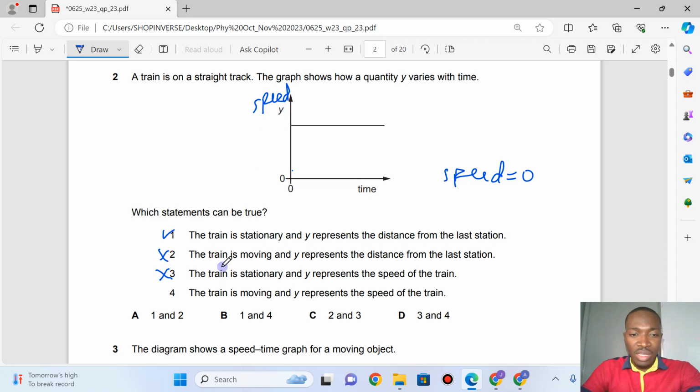Let's look at the last one. The train is moving and y represents the speed of the train. Well, if the train is moving, this shows that the train is moving at a constant velocity. So you can use y to represent the speed and the train is moving, fine. It is moving at a constant speed. The speed is not increasing and the speed is not decreasing. So this one is also correct. That makes 1 and 4 the only correct options, which is option B.